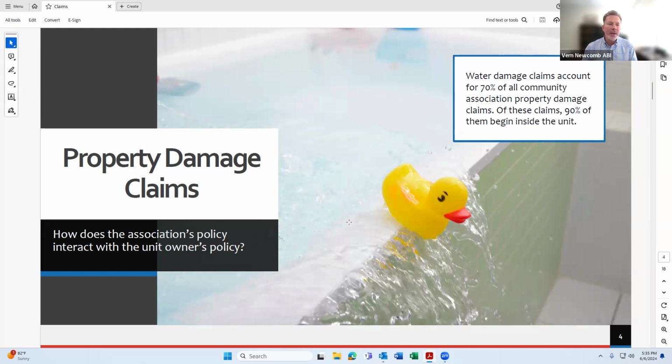There's a little factoid up here that says 70% of the property damage claims are from water damage, and 90% of those originate from inside of a unit. Having said that, that brings up the number one question we get from board members when there is a claim that affects a unit and they're asked to bring in the association's policy to pay for the damage: why is our policy paying for a unit owner's damage? So we'll get into why that's the case.